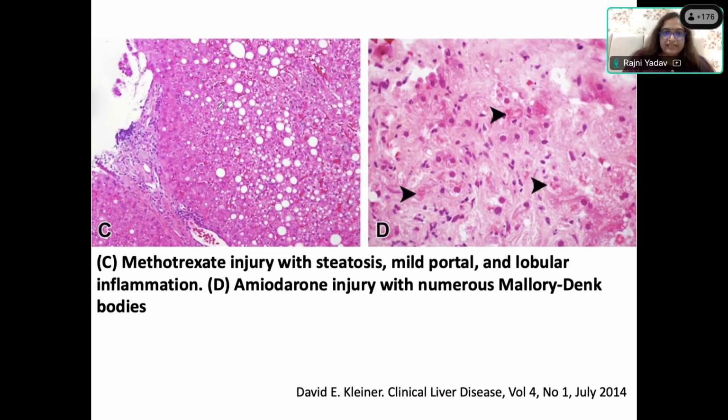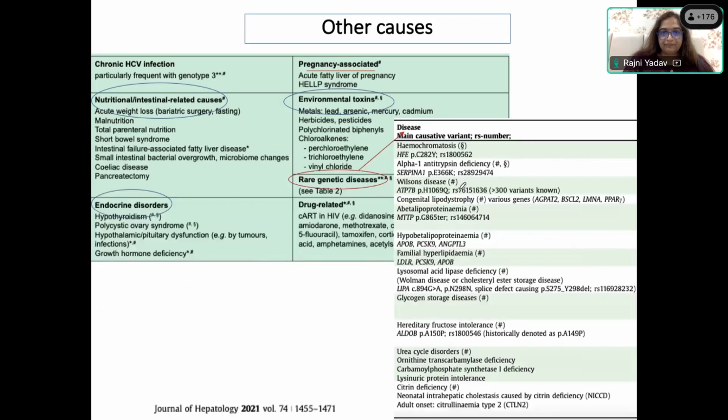One of the examples you can see here is a NAFLD-like pattern, which is produced by methotrexate, whereas here we can see a lot of Mallory hyaline. So that's an amiodarone-induced injury which looks like alcoholic injury. So there can be different patterns with the drugs.